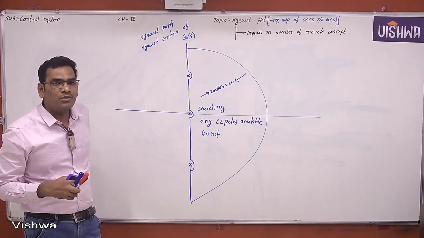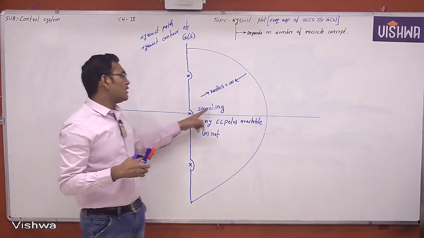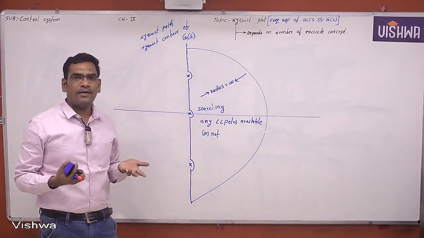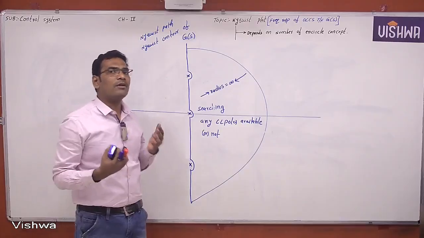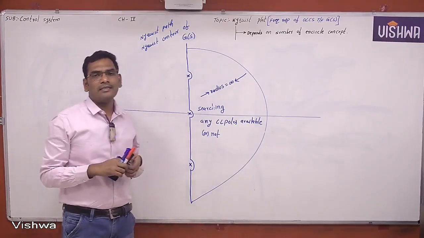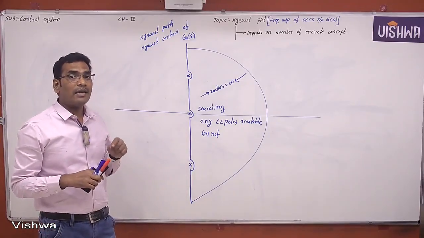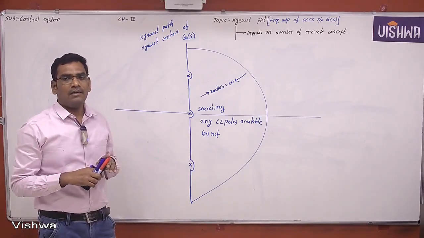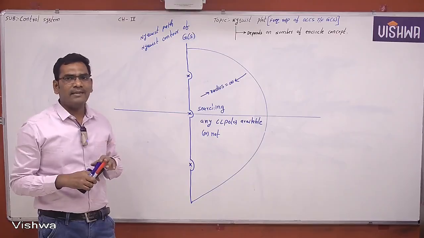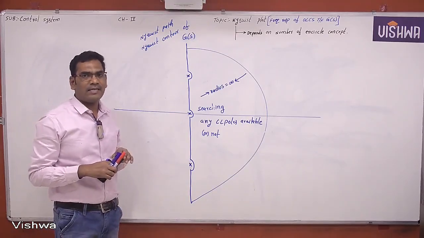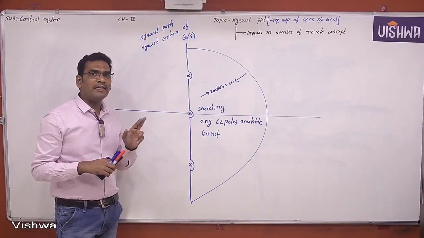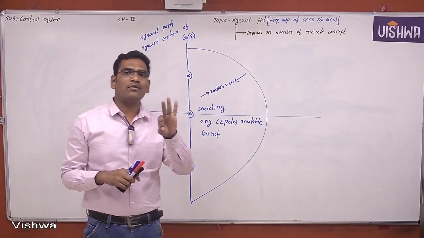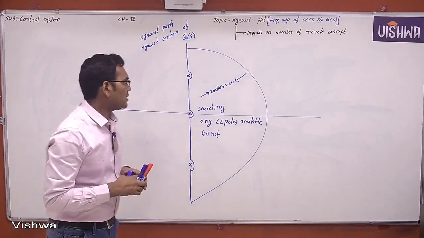Some of the students are asking, sir, if Nyquist finds one closed loop pole in the right hand side, then what do you say? The system is unstable. This is the way Nyquist forms the concept. He does not depend upon the gain margin or the phase margin. He implements his own method without finding gain margin, phase margin, gain crossover frequency, or phase crossover frequency.